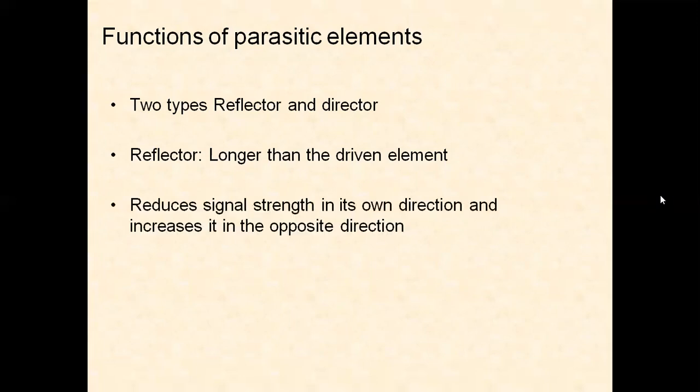It reduces signal strength in its own direction and increases it in the opposite direction. Its opposite direction means the reflector is placed behind the driven element. So the reflector reflects the energy, and that reflected energy comes to the driven element. So the driven element picks up the maximum energy for television reception.